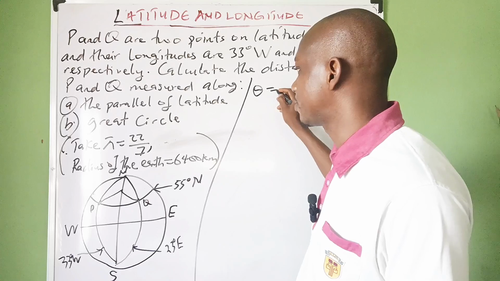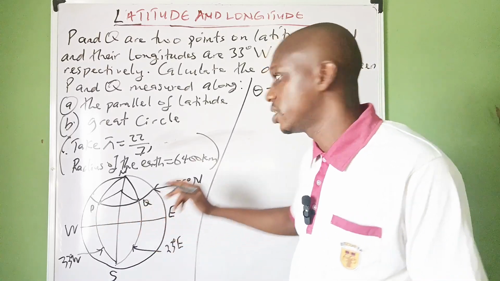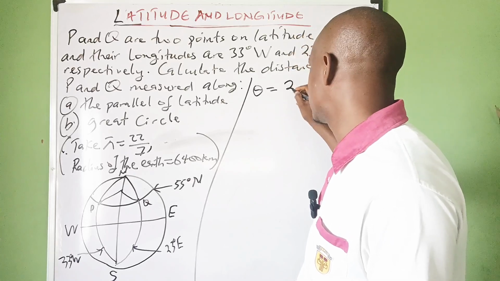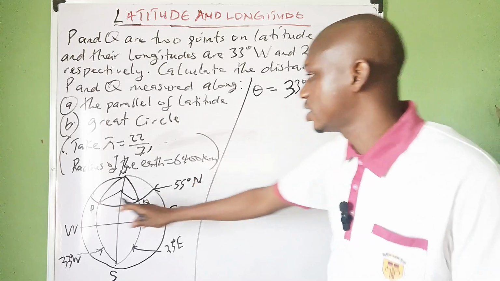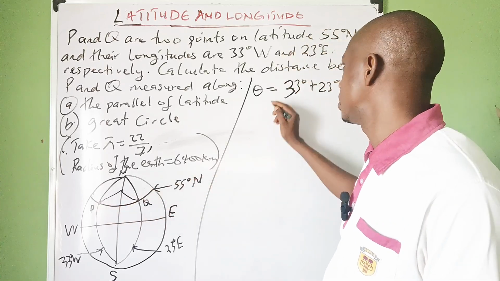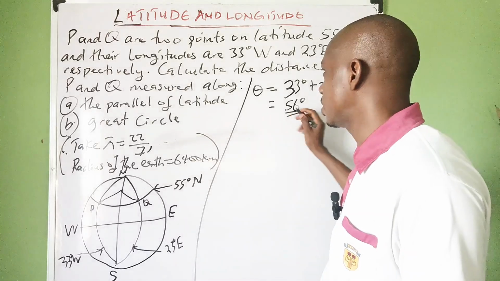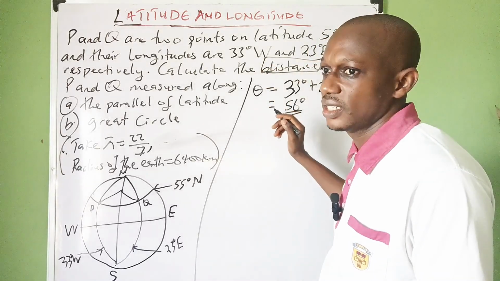How do we get our theta? Normally from here to here is 23, and here to here is 33. We have to add it together. It means 33 degrees plus 23 degrees, which is the continuation of the journey. This will give us 56 degrees. That's our angular distance.